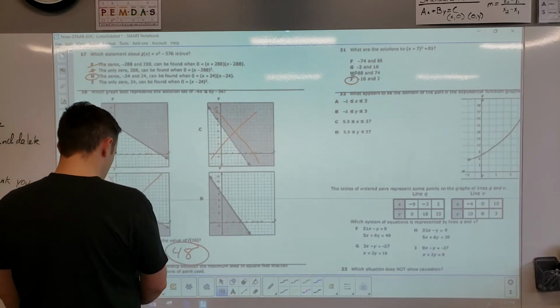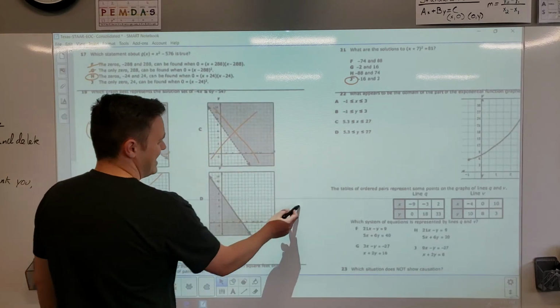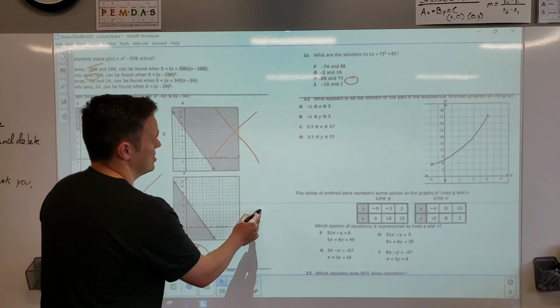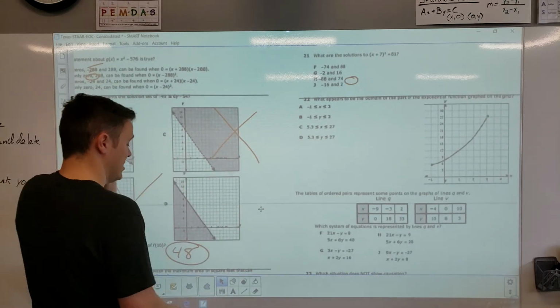Now, let me make sure that this is not cut off, because I think it is. It is. Okay, so ignore everything else now that I screwed this all up on this side.